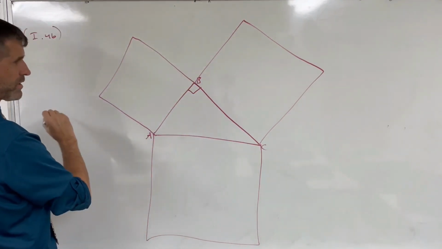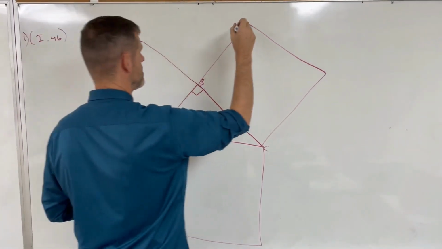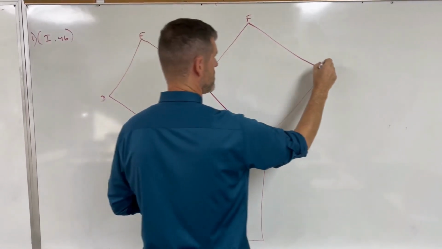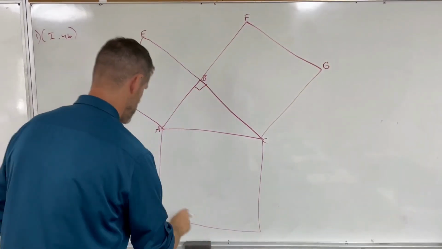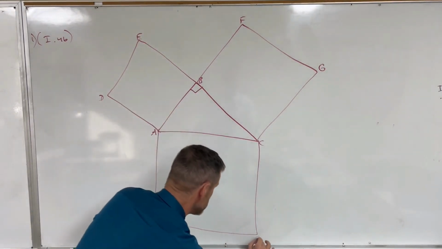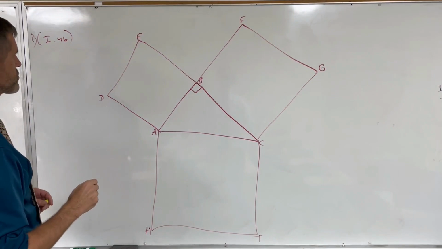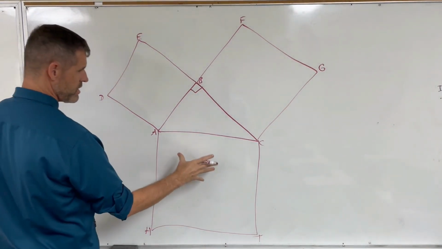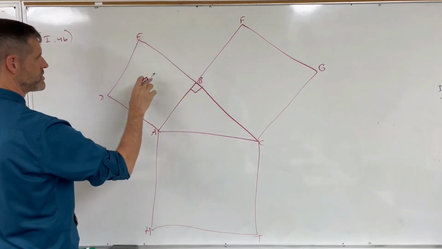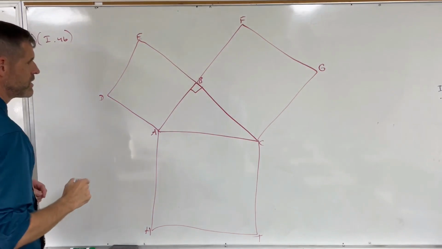Okay, I'll just label all these. So we'll go D, E, F, G, H, and then T. Okay, so we've got all of our squares. What we're trying to show is that this square, which is on the side subtending the right angle, will be equal to the sum of the squares on the sides containing the right angle.